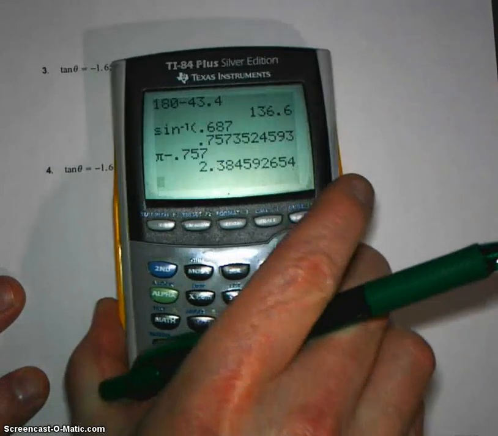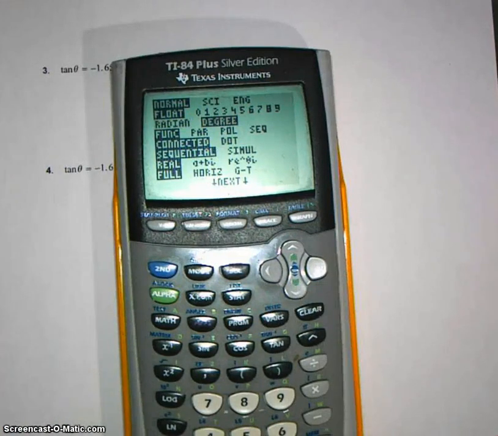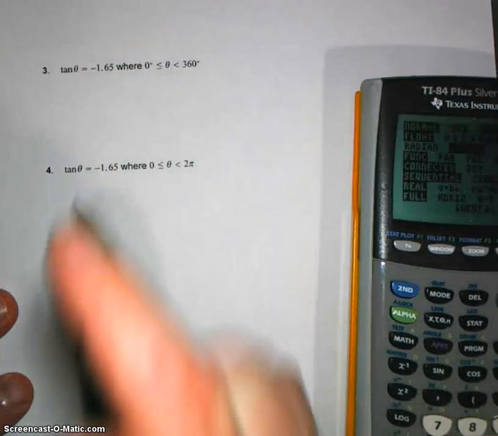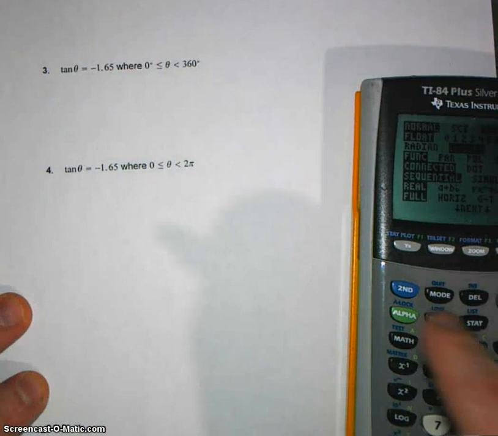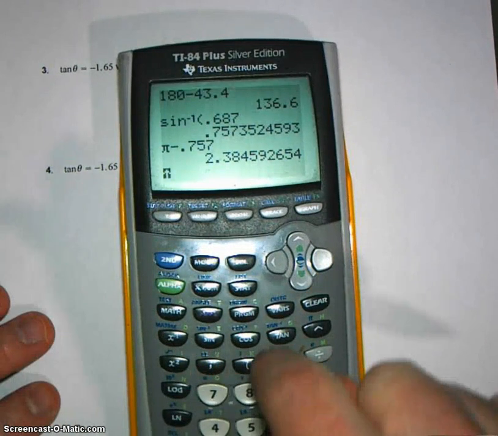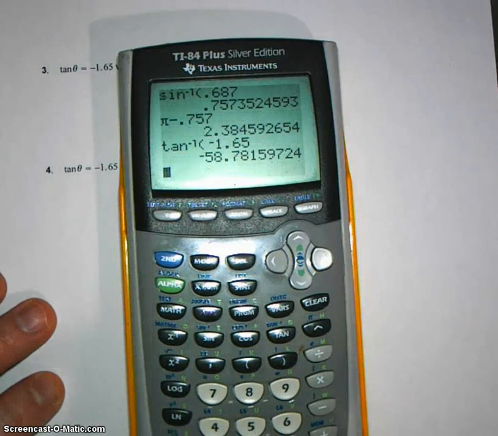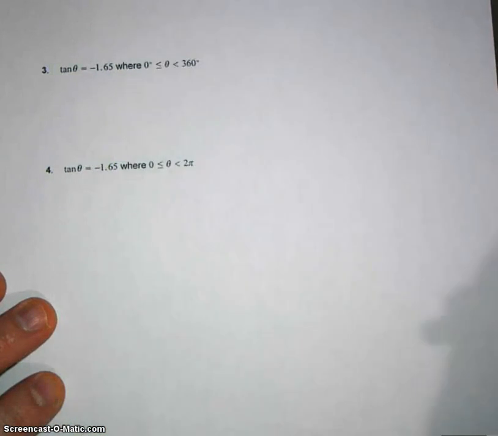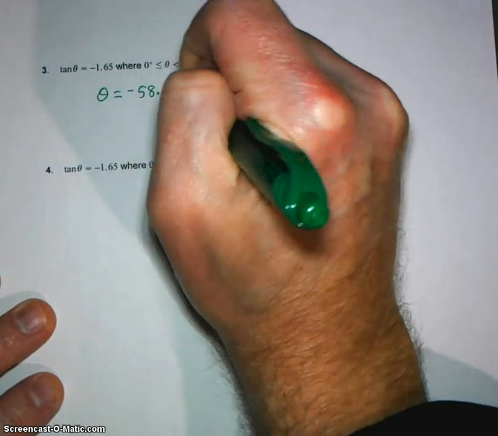All right, last problem. Same deal. First, we're going to go back to degrees. So you're going to get used to having to switch your calculator back and forth depending on the problem. If the problem wants degrees, make sure your calculator's in degrees. If it wants radians, make sure you're in radians. Tan inverse of negative 1.65. That's negative 58.7 degrees. Theta equals negative 58.7 degrees.